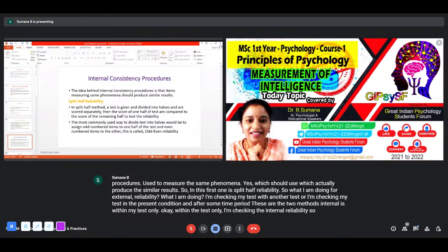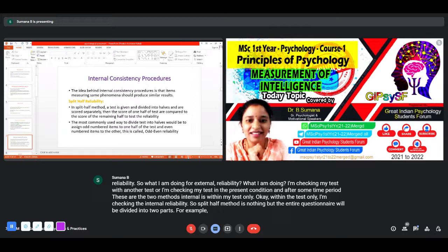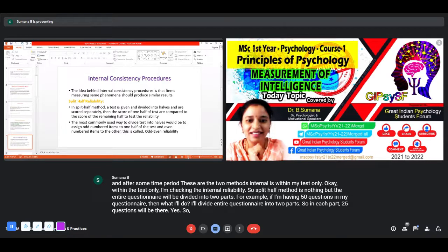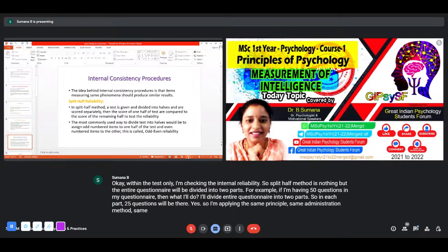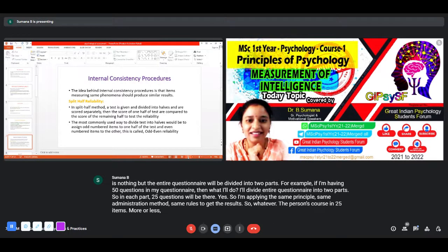So the split half method is nothing but the entire questionnaire being divided into two parts. For example, if I'm having 50 questions in my questionnaire, I'll divide the entire questionnaire into two parts. So in each part, 25 questions will be there. Yes. So I'm applying the same principle, same administration method, same rules to get the results. Whatever the person scores in 25 items, more or less he should score in the other 25.